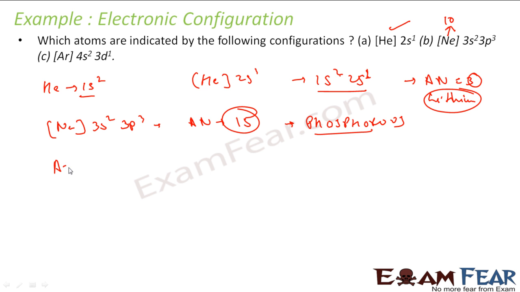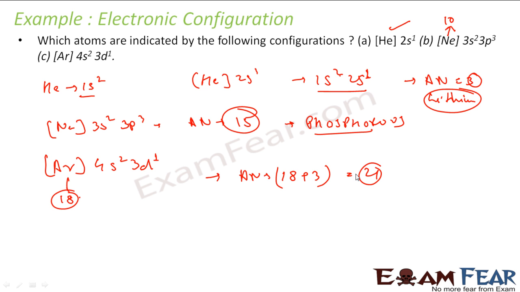The next is argon 4s2, 3d1. So argon atomic number is 18. To 18 you add 3. So atomic number becomes 18 plus 3, that is 21. And the element with atomic number 21 is scandium. And that is my answer. Easy only.